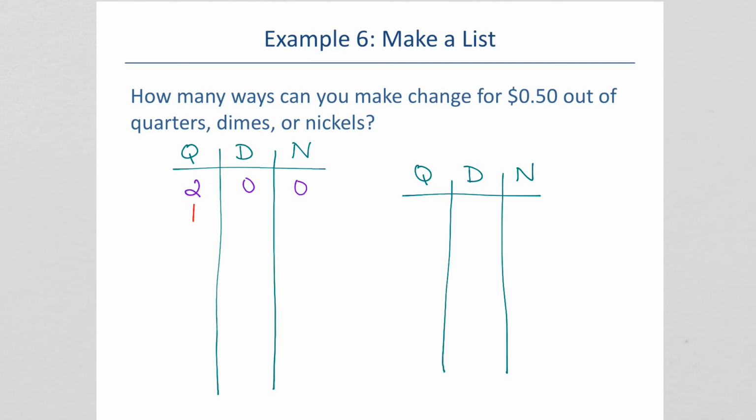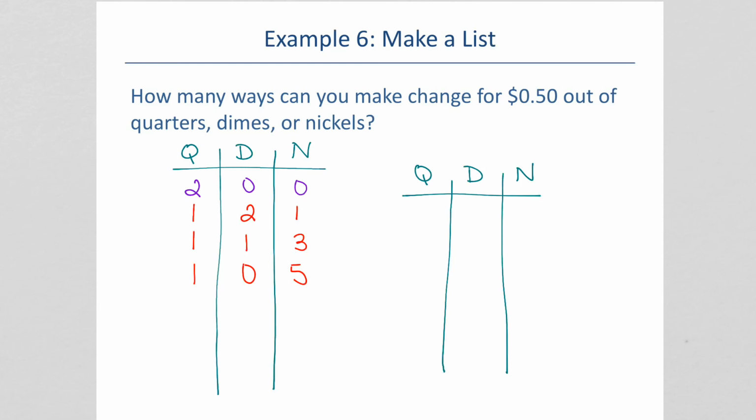You could have just 1 quarter. That would give you 25 cents. And if you have 1 quarter and 2 dimes, that would give you 45 cents, then you would just need 1 nickel. What if you had 1 quarter and 1 dime? Then that would give you 35 cents. You need 3 nickels. What if you had 1 quarter and no dimes? Then you would need 5 nickels. So you see our process here, we're just kind of going down with each one.